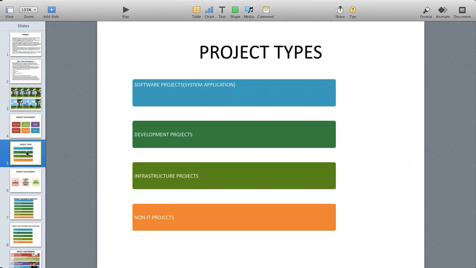Next, project types. Here we have different project types: system application, software projects, development projects, infrastructure projects, and non-IT projects. In the beginning, I told you system applications run on a computer. Development projects are like web pages and web portals. Infrastructure projects are out of the box. Project doesn't mean only IT. Constructing an apartment or building a bridge also comes under projects.